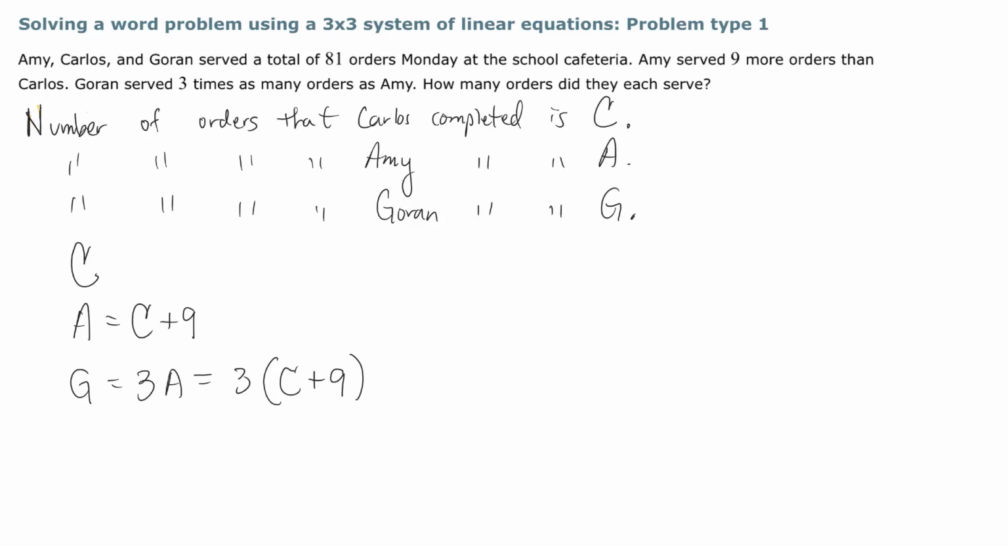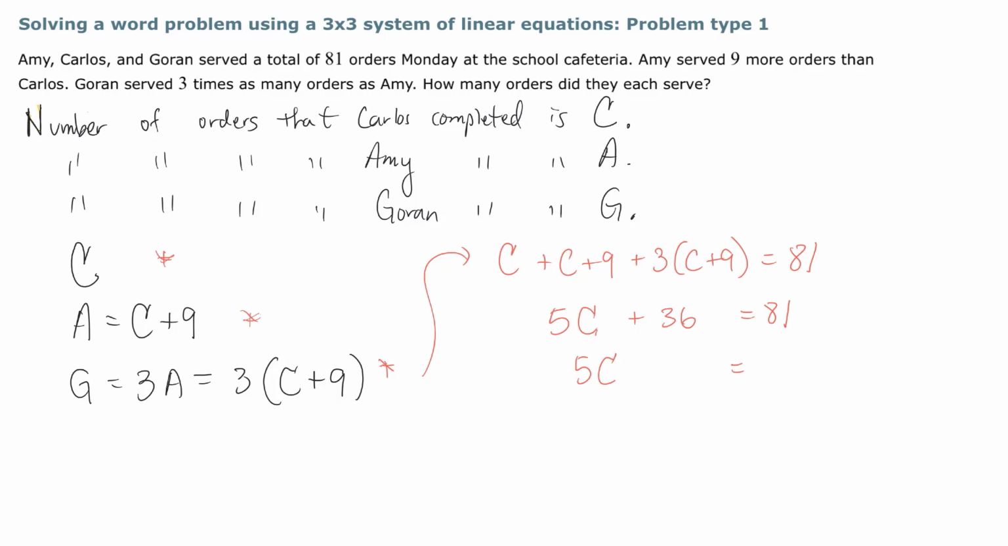How many orders did they each serve? Well, we certainly know the total. So if you pick on a total here, let's just add these 3 amounts together. We get C plus 9 plus 3 times the quantity C plus 9. We know that has to equal 81. And if you simplify this, you get that 5C plus what? 27 plus 9 is 36, is equal to 81. 5C is now equal to what? 45, yeah. And then C is equal to 9.